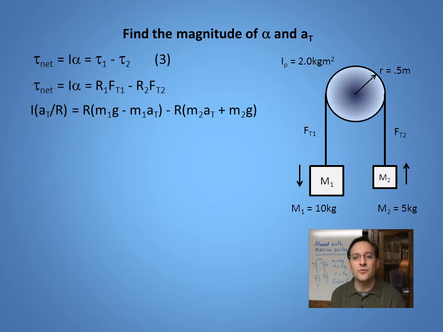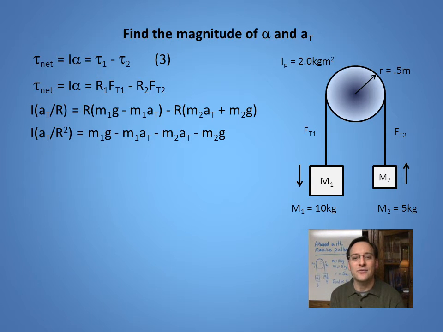That's going to be equal to the radius R times that quantity m1g minus m1at, minus R times the quantity m2at plus m2g. I can then move our R's over to the other side. Essentially, I divide both sides by R, and I'll get I over R squared times at. That'll be equal to m1g minus m1at minus m2at minus m2g. At this point, we'll move all our at terms to the left and all our g terms to the right.